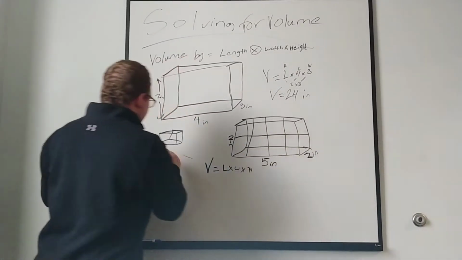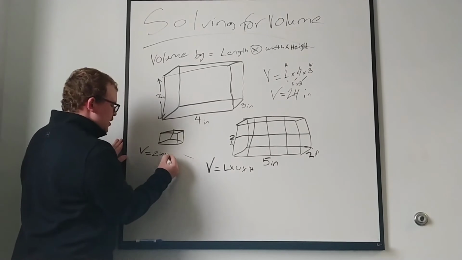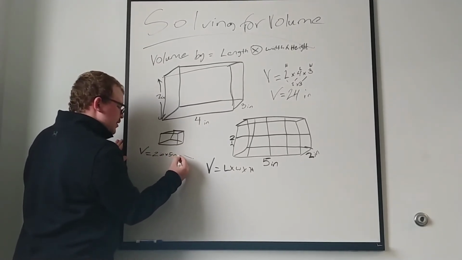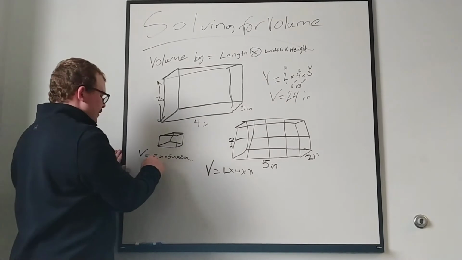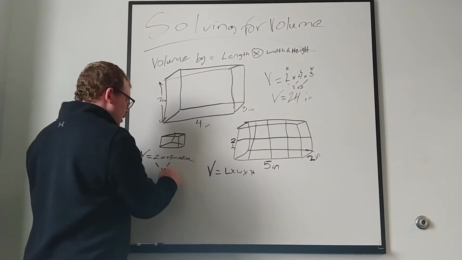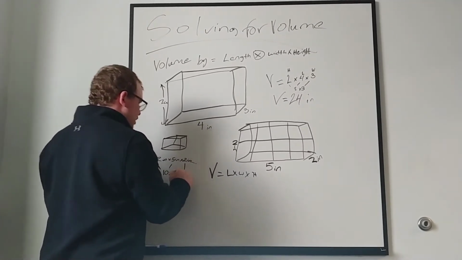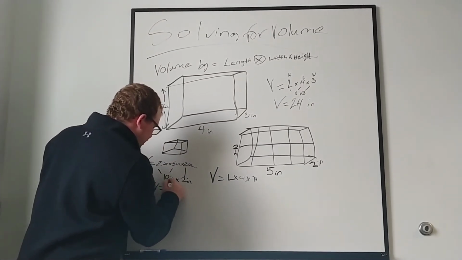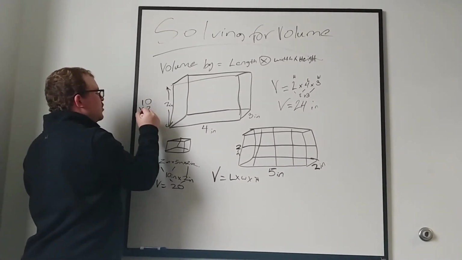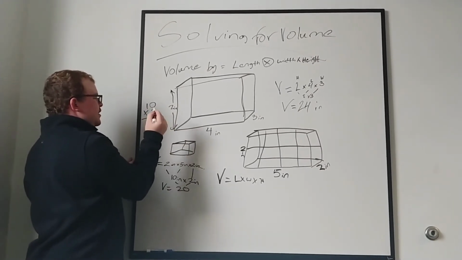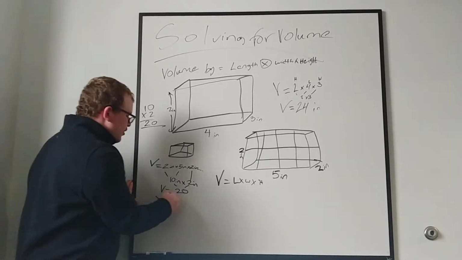So it would be V equals 2 inches times 5 inches times 2 inches, which would be 2 times 5, which is 10, and then we drop down the 2, multiply 10 times 2, and the volume would equal 20. So our volume would be 20.